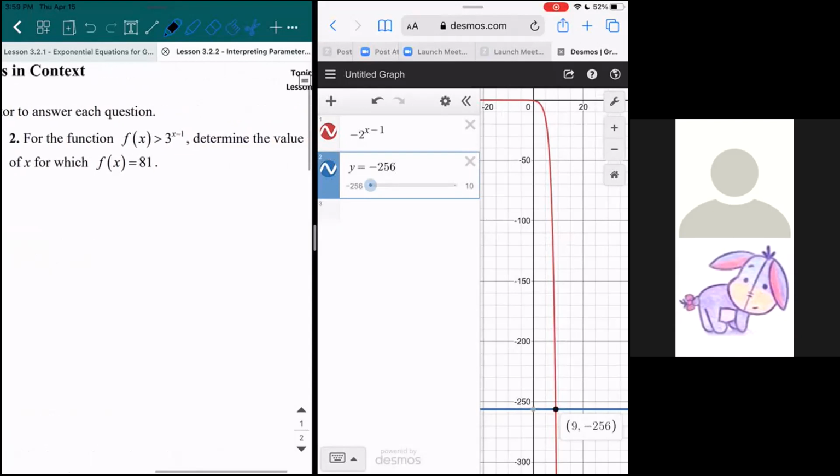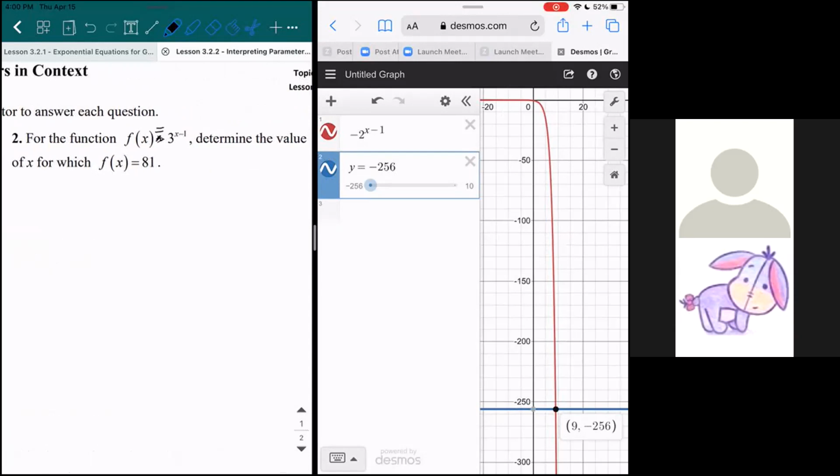All right, let's have you guys try number 2 on your own. So for the function f of x, that should be equal to 3 to the power of x minus 1. Determine the value of x for which f of x is equal to 81. So I'll have you guys try it out and then we'll see what you did. Pause the video.